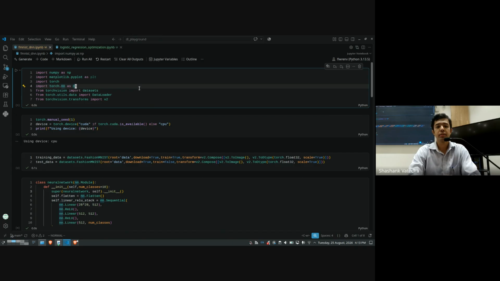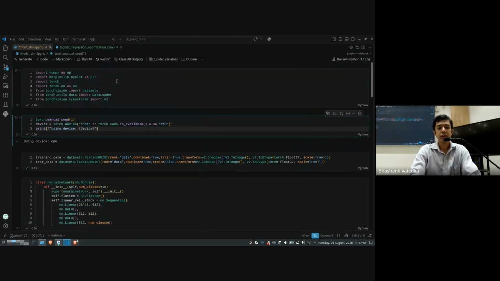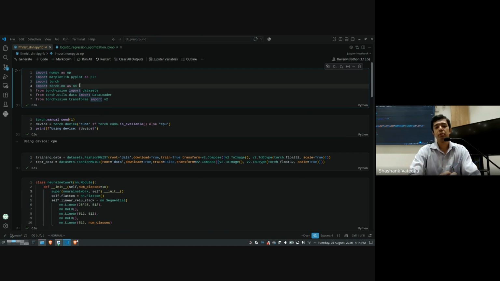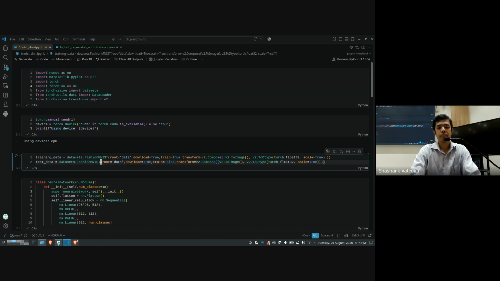I've already written down code for this, and this is very similar to what we have done in the previous class. But I'll just walk you through the main steps. As before, you just declare whatever libraries you want. In particular, we'll be using the torch.nn library for declaring neural networks, because our goal now is to train a simple neural network with one hidden layer. And we download the training and test data.